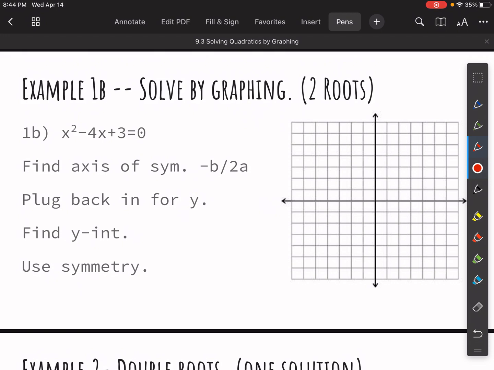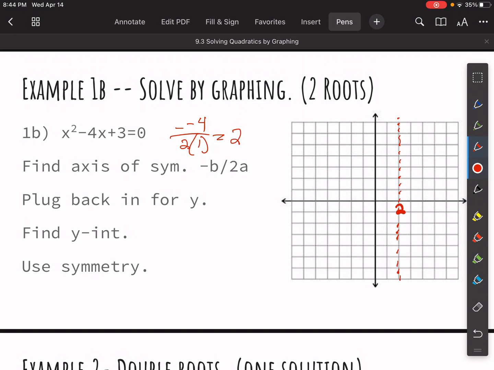All right, guys, so here we go. First, we're going to find our axis of symmetry. The axis of symmetry here is going to be negative negative 4 over 2 times positive 1. Negative negative 4 is positive 4. 4 divided by 2 is just 2. So your axis of symmetry happens at 2. So at 2 we have symmetry.